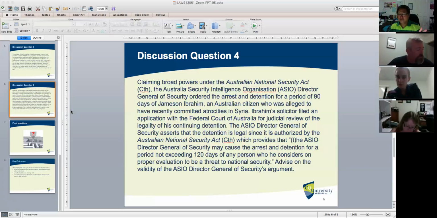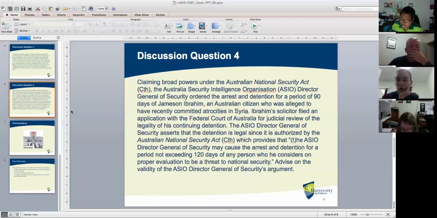That's right. How about the second point? Is there anything else? As a lawyer, would you be able to provide an advice in support of Jameson Ibrahim's claim that the decision of the ASIO Director General is unlawful? Assuming that there is a law that supports that.